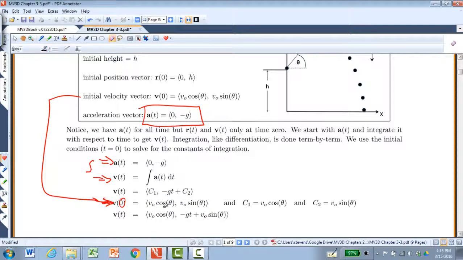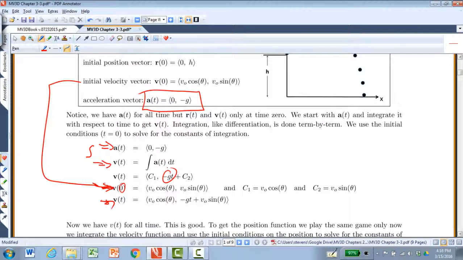Right? So I got that, but now the official velocity function is a function of t. We can't forget that's right there, right? So we still have the negative gt plus the initial y component and then the x component of the velocity. So I now have my velocity function for all time. That's great. I figured it out. Now, in order to actually get numbers in here, I need an initial velocity, but that would come with the problem. Okay, so the next step is to play this exact same game, only get the position, right?